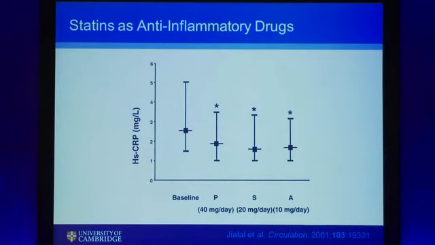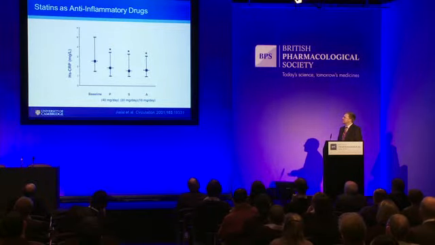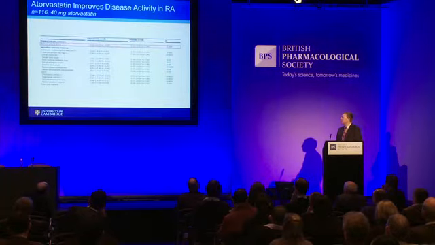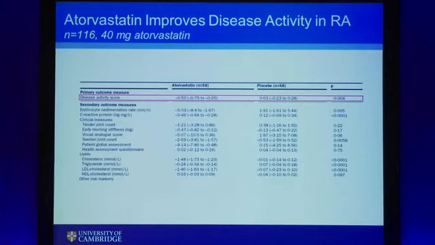So one of the obvious ways to try and reduce inflammation, particularly in people with cardiovascular disease, is to use statins. And people have suggested that statins have pleiotropic effects and can lower inflammation as assessed by CRP. And indeed, there's a paper published in The Lancet suggesting that atorvastatin was able to improve disease activity, that's clinical disease activity, in patients with rheumatoid arthritis. So we decided we'd have a look at the effect of statins on rheumatoid arthritis.